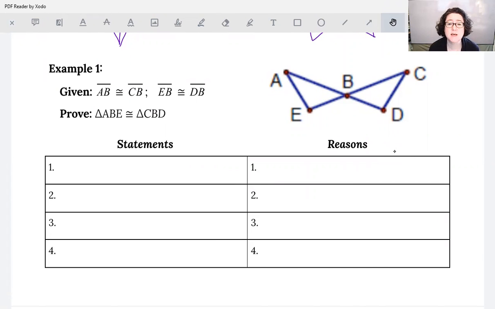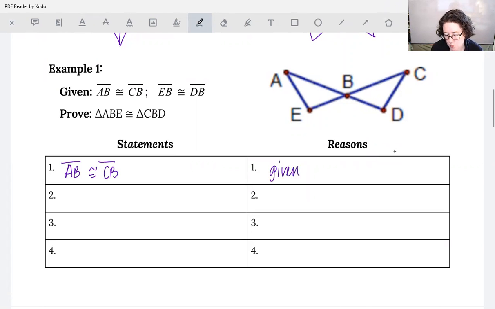So our first thing is, with any proof, again, first step should always be, let's list out the givens that they stated in the problem. So first given that we have is that segment AB is congruent to segment CB. So that was given information. We know it's true because they told us that in the problem. So let's go ahead and mark it on the diagram.